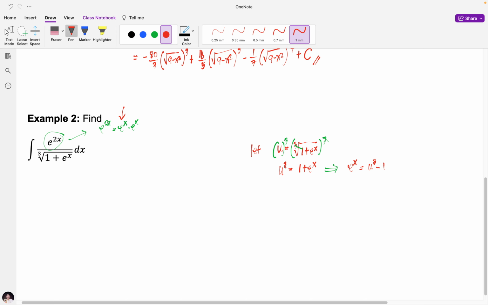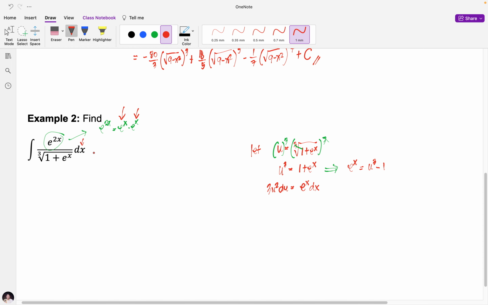Now in this case, if we will differentiate both sides, so that will be 3u squared du equal to e raised to x dx na lang. And since we have e raised to x dx, may isa pa tayong e raised to x dito, and we also have dx, so wala na tayong problem.